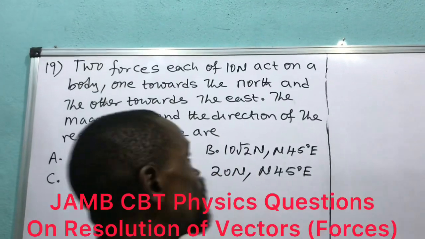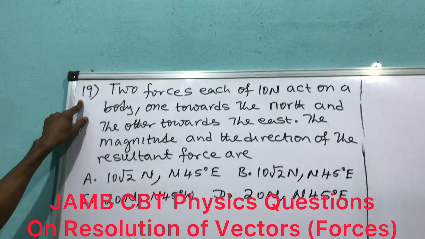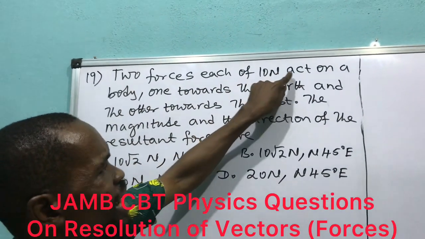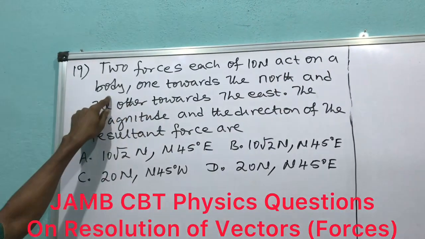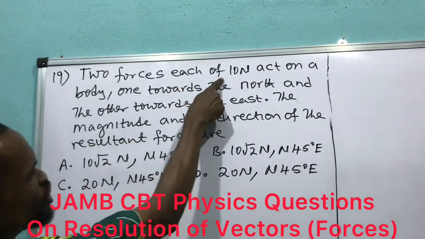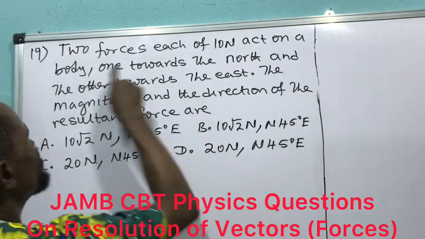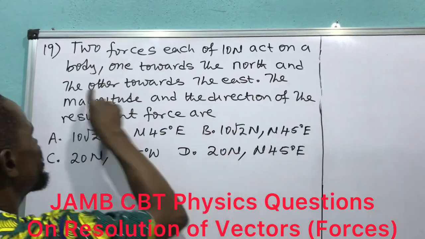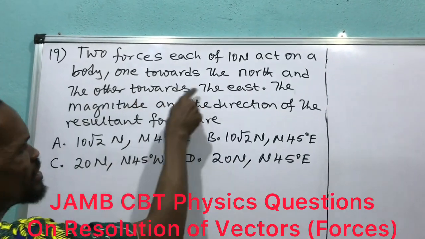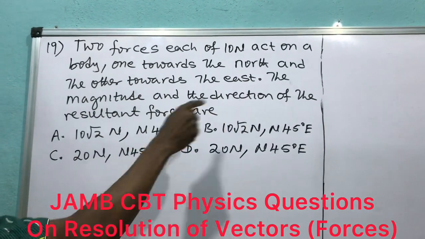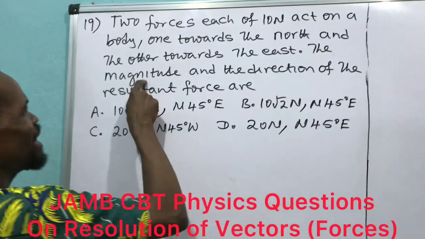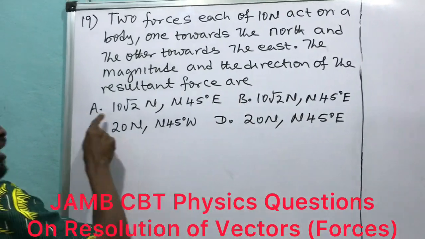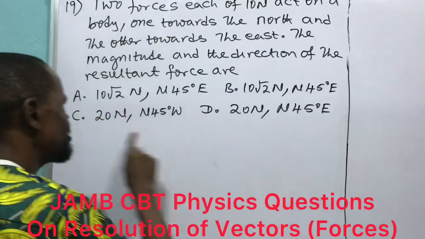This is question number 19. Question number 19 says two forces each of 10 Newton act on a body, one towards the north and the other towards the east. The magnitude and the direction of the resultant force are... look at the options they give us. Look at option B, look at option C.